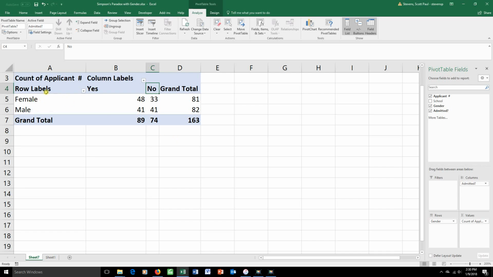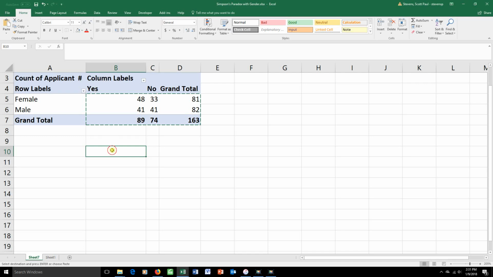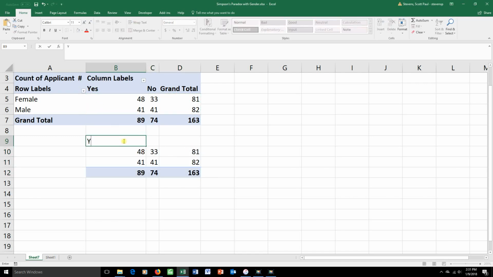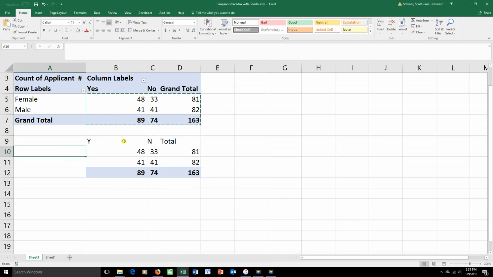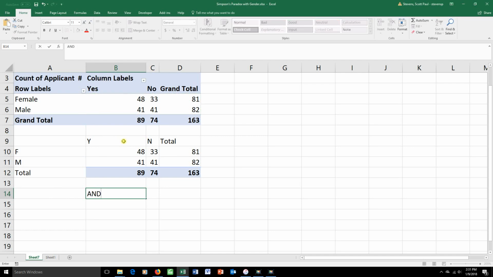I could do it by hand by taking this table here and copying it somewhere else so I can do some work with it, perhaps here, for example. I'll put some labels so you know what's going on. This is yes, this is no, and this is total. And in the rows, this is female, and this is male, and again, this is total. These tables are really sometimes called AND tables or joint tables, both of the tables that I've built so far, because they're saying about people who are women and accepted.